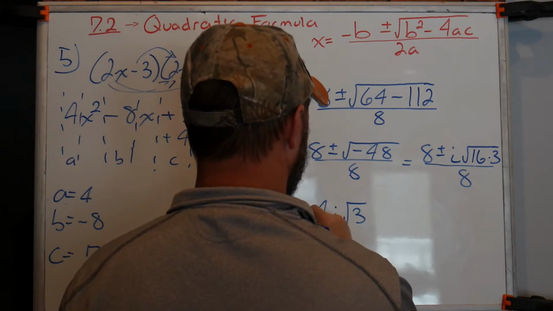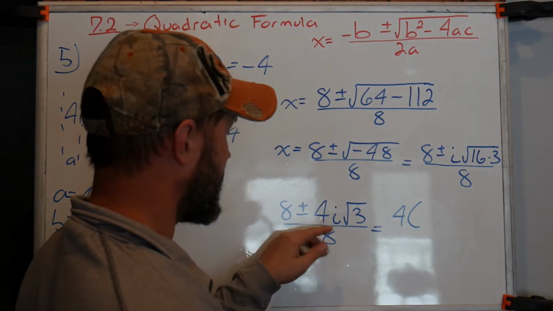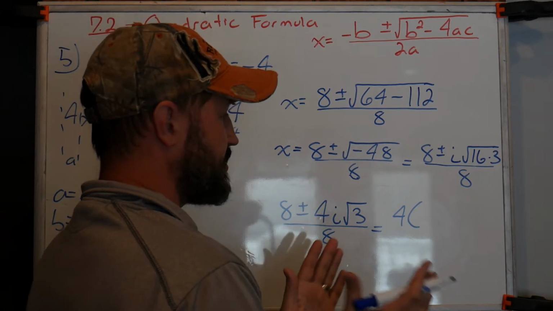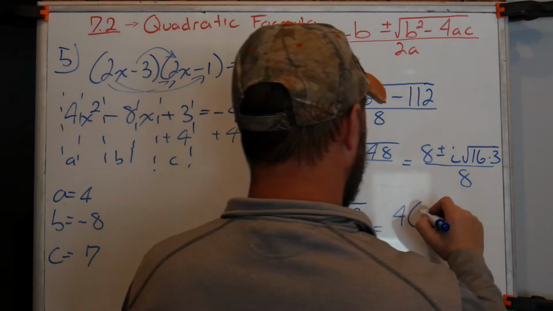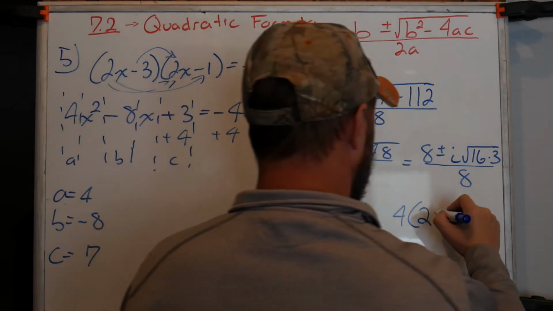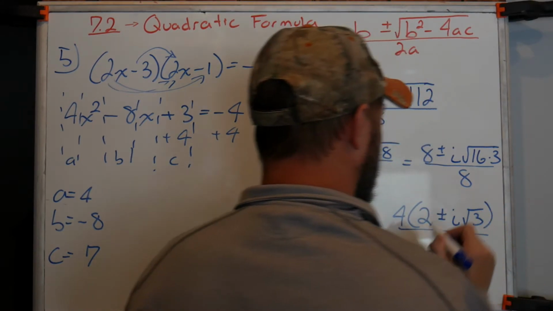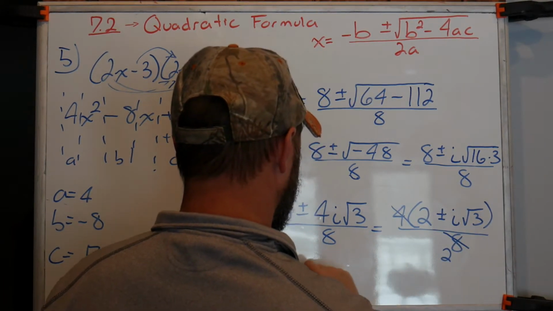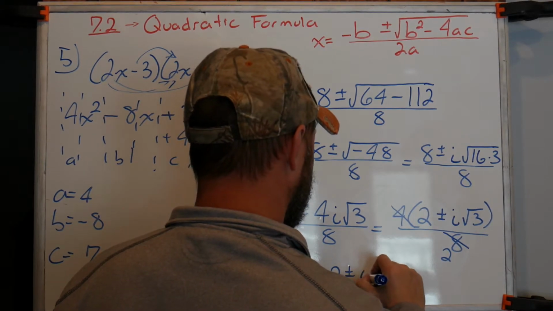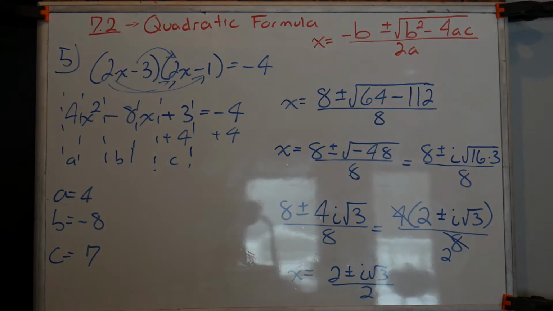There is no perfect square in 3. And my last step is to factor out a 4. I always factor the top out so I see what I'm left with: one nice fraction with the same denominator. So I pull out my 4. I'm left with 2 plus or minus i square root of 3, all over 8. My 4 cancels out, so I am actually left with x equals 2 plus or minus i square root of 3, all over 2. So that is example 5.